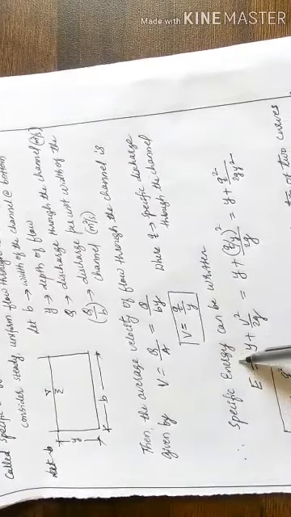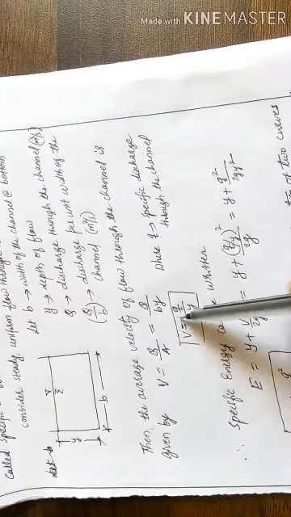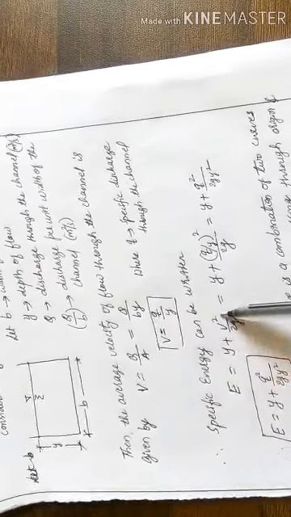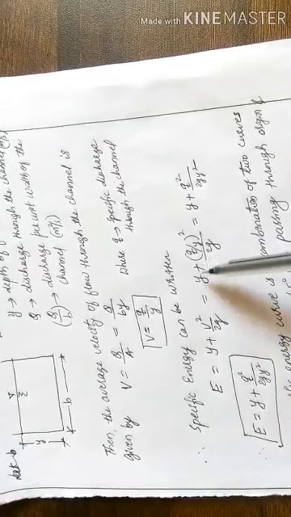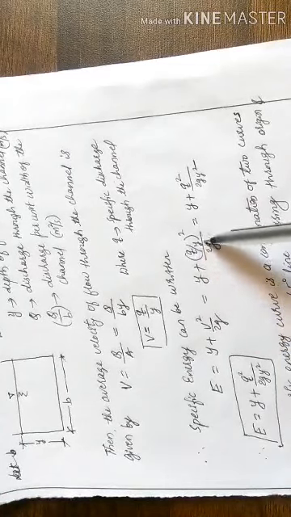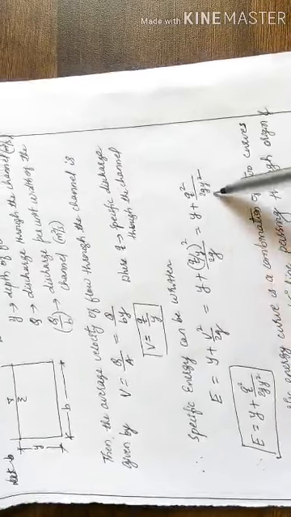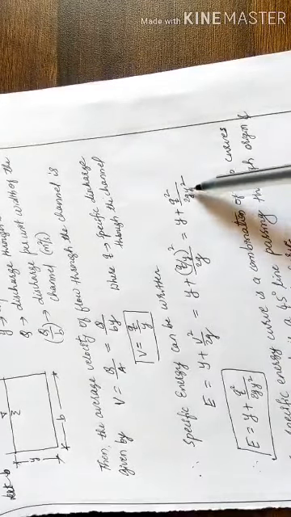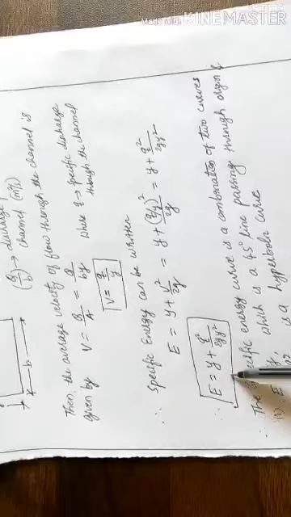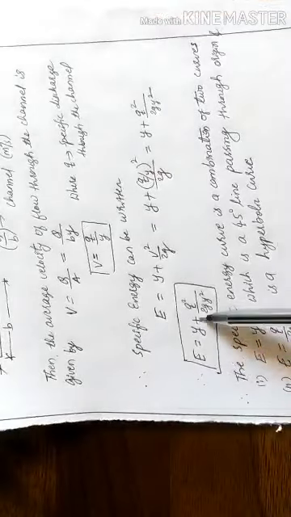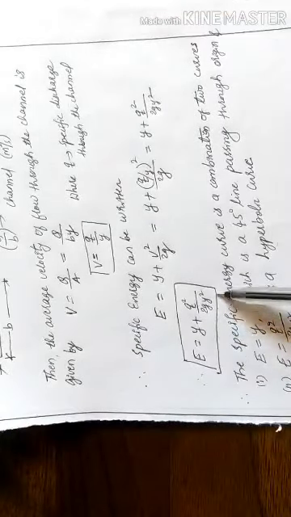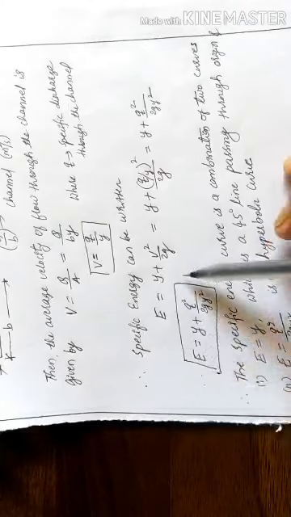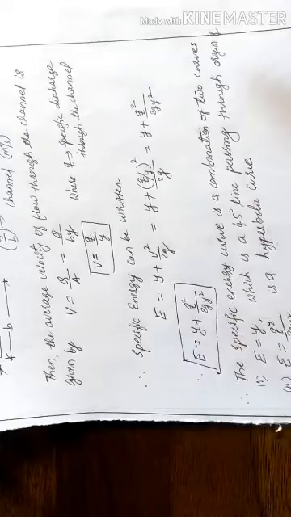Then, substituting in the specific energy equation, E equal to y plus V square by 2g. Substituting the value of V as q by y whole square divided by 2g, we get y plus q square divided by 2g y square. So the specific energy can be written as E equal to y plus q square by 2g y square. With this equation we can draw the specific energy curve.